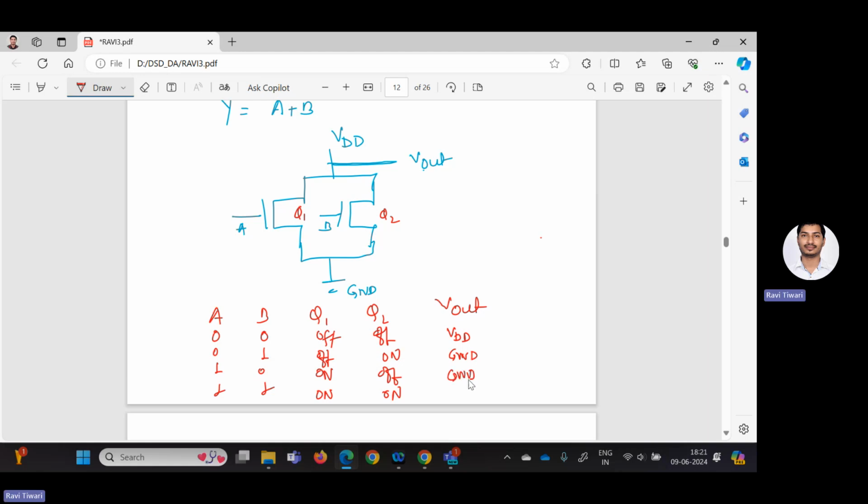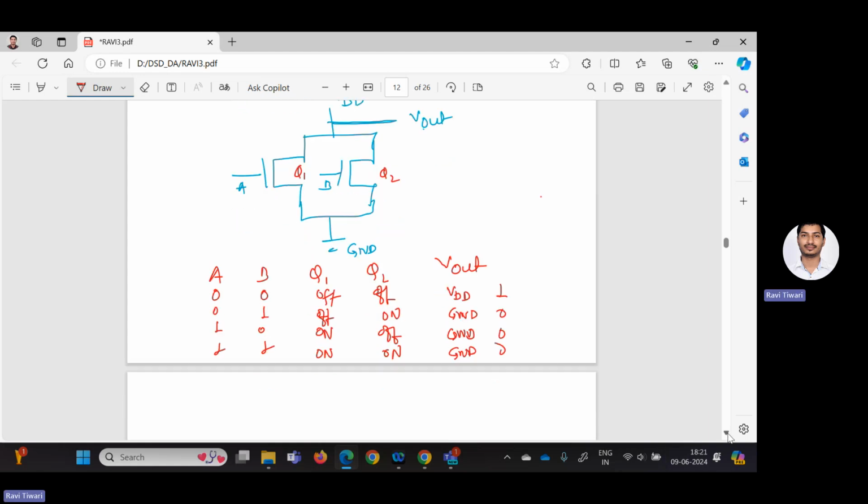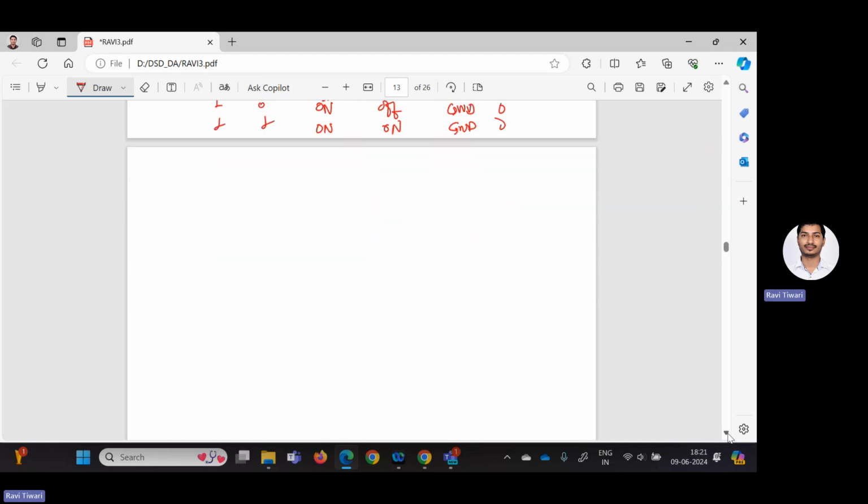But if both are on, then V out has a connection with ground. So this is also GND. So I can write down 1 0 0 0. So that is how this circuit is working as a NOR gate. Now we will see how to design a NAND gate by using CMOS.